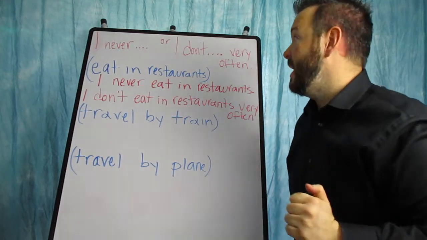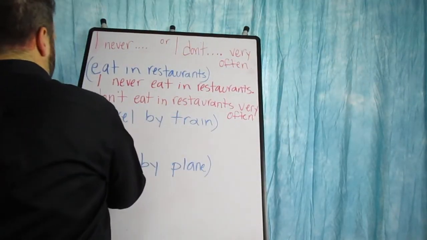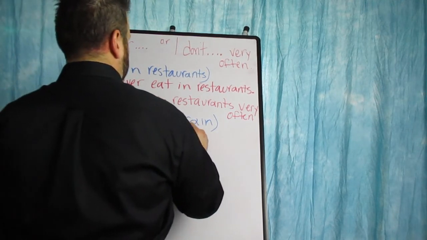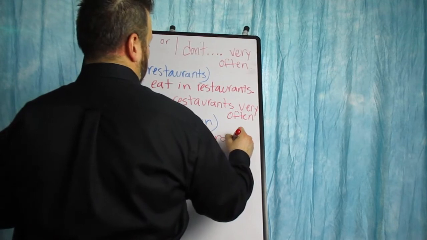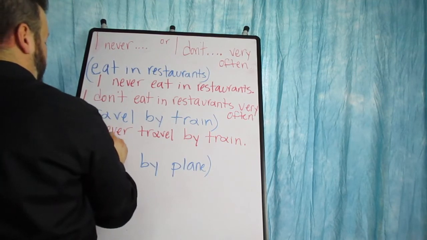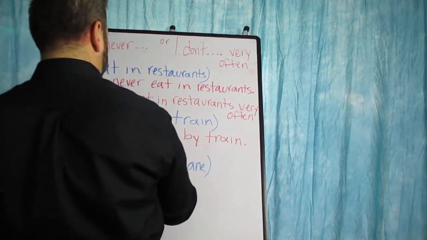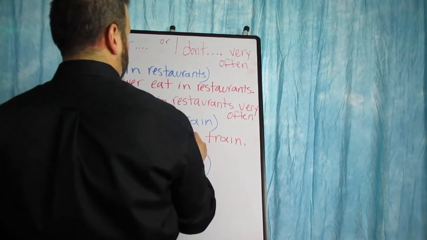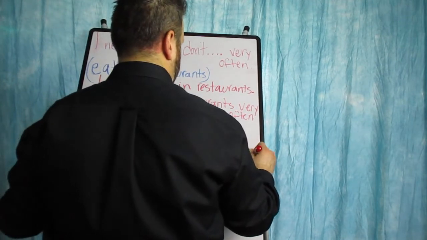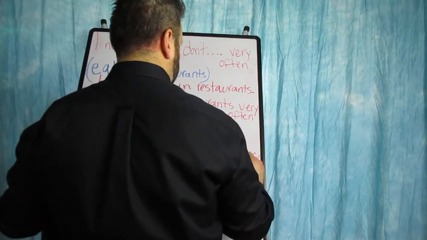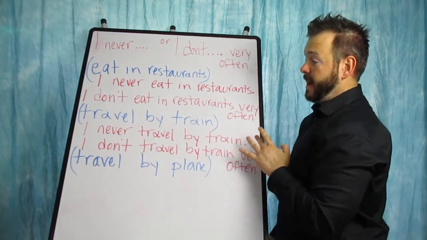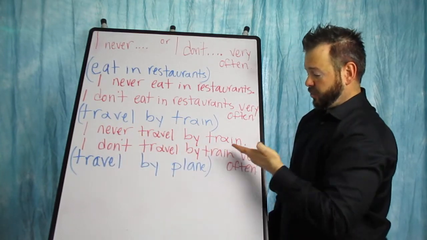So travel by train is I never travel by train. And then I don't travel by train very often. So, travel by train is I never travel by train, and I don't travel by train very often.